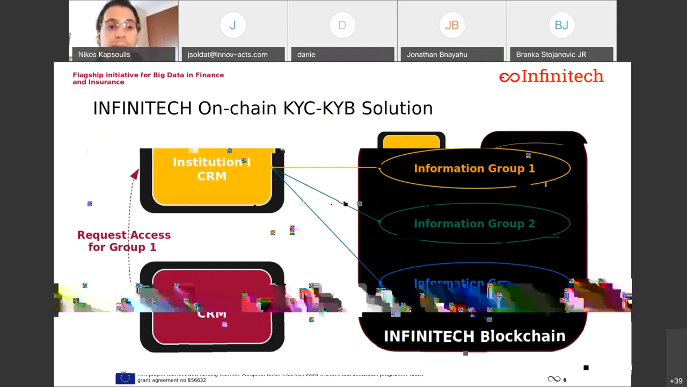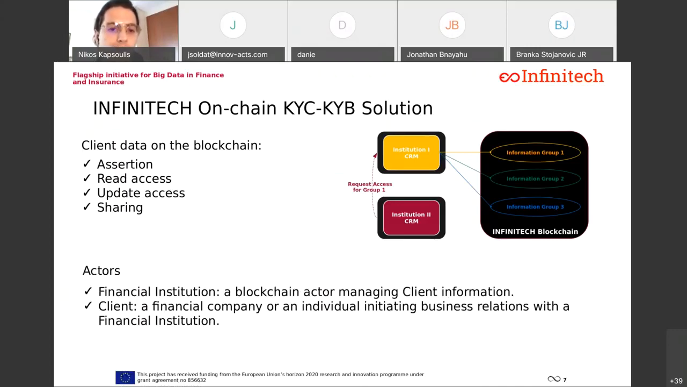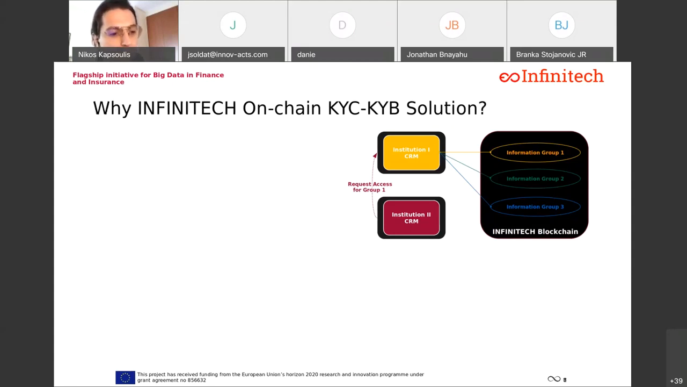So, of course, in our solution, we have implemented data assertion, read access of data, update access of data, and sharing of the data, all on the INFINITECH blockchain network. And as we have understood already, the main actor is the client that approaches the financial institution and wants to be KYC onboarded, as we say, with the relevant data. So why do we need the INFINITECH on-chain KYC KYB solution?